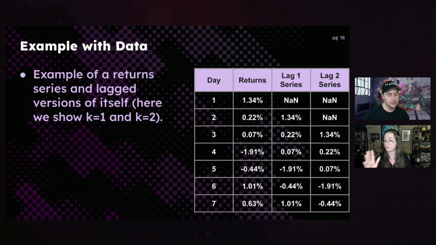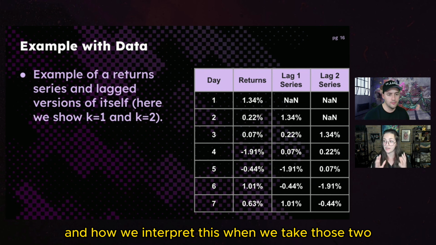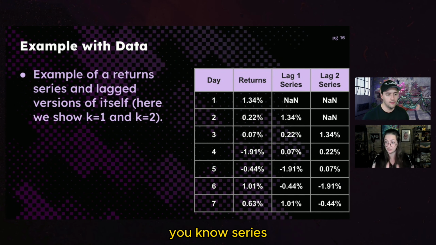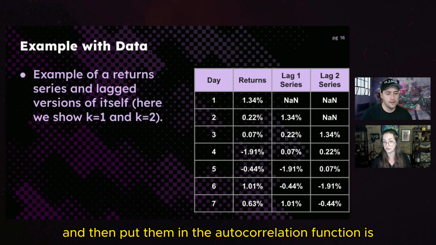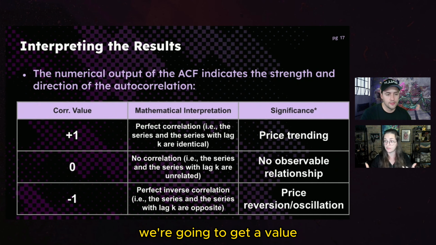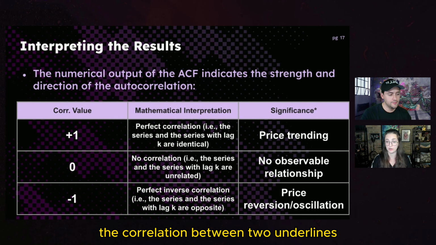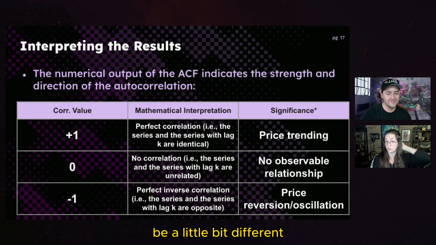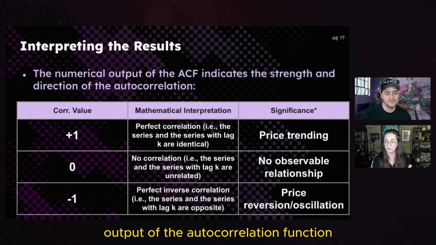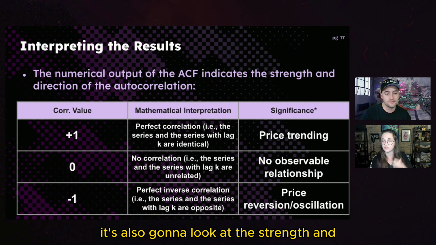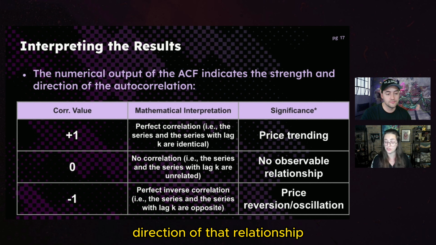So here looking at 2 different lags, lag 1 and lag 2, and how we interpret this when we take those 2 series and put them in the autocorrelation function is we're going to get a value that's very similar to what we looked at before when we look at the correlation between 2 underlyings, but the interpretation is going to be a little bit different. So when we look at the output of the autocorrelation function, it's also going to look at the strength and direction of that relationship, but the implications are going to be a little bit different.